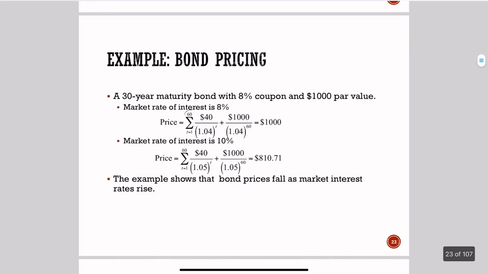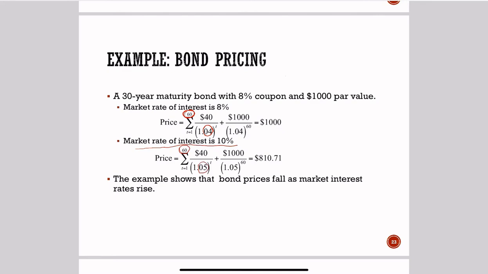So this is the first adjustment: you have 60 periods. And this is the second adjustment: you have this 6-month 4% interest rate as the discount factor. In the second case, if the market interest rate is 10%, you can see that again, 60 periods, 5% discount factor.